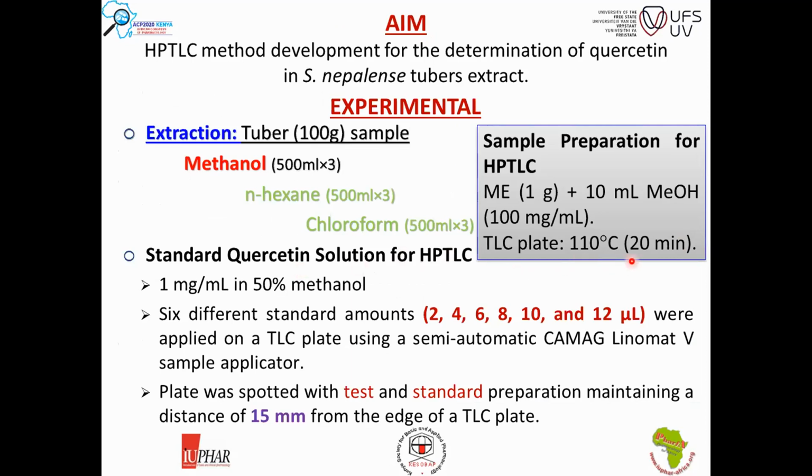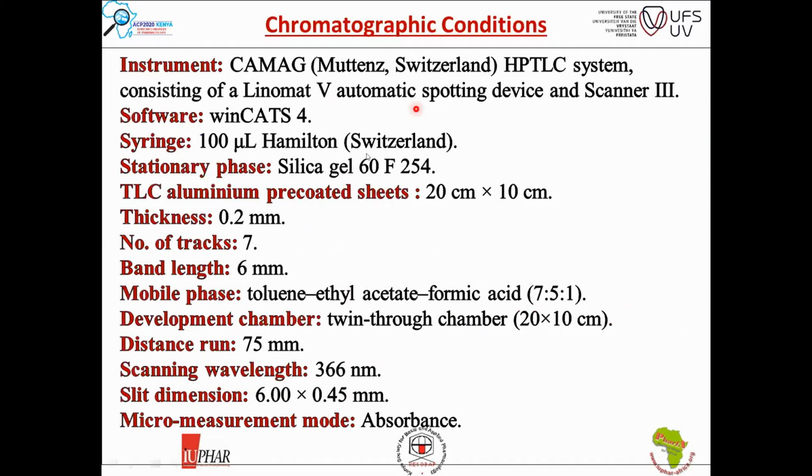So my main aim was to develop a high-performance thin layer chromatographic method for the identification and quantification of quercetin in methanol extract of Asterium nippellens tubers. So I am going to describe a simple, sensitive, and accurate HPTLC method for the determination of quercetin. In the experimental part, the dried and pulverized 100-gram tuber sample was extracted with 500 ml of methanol.